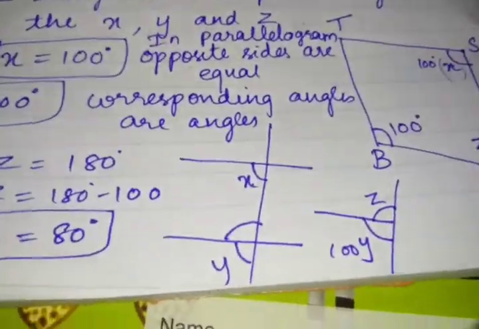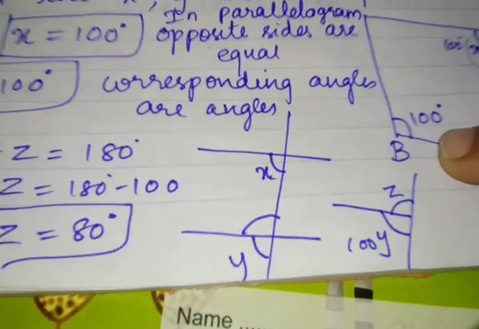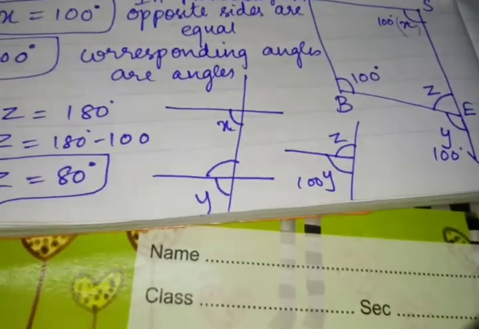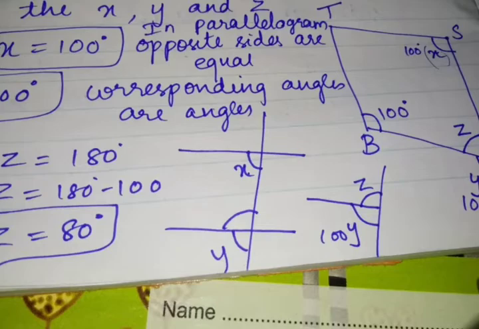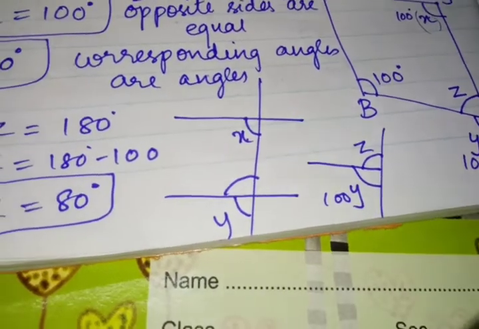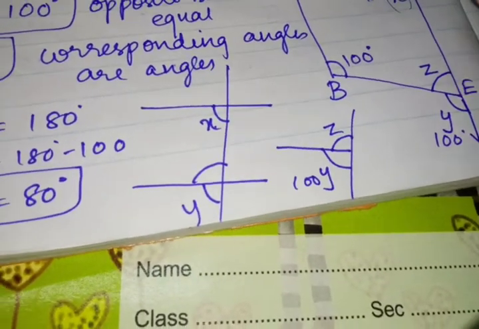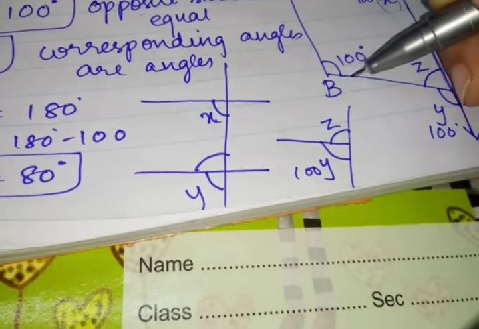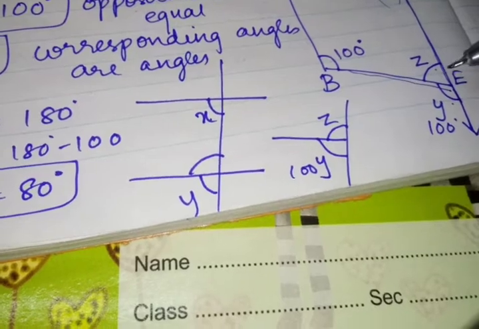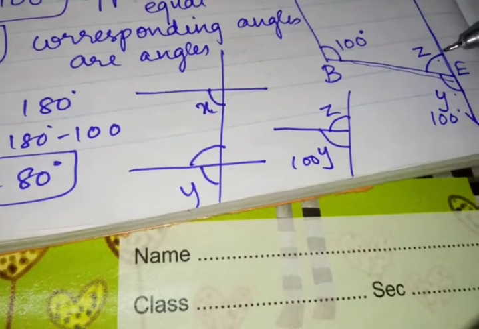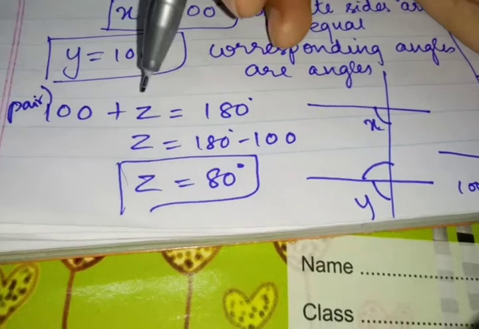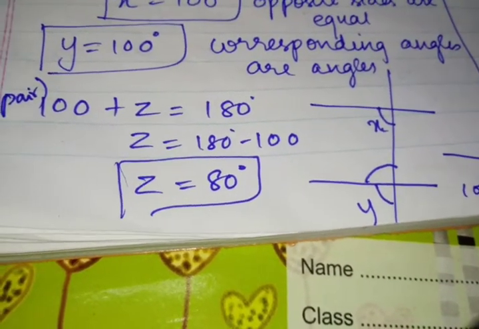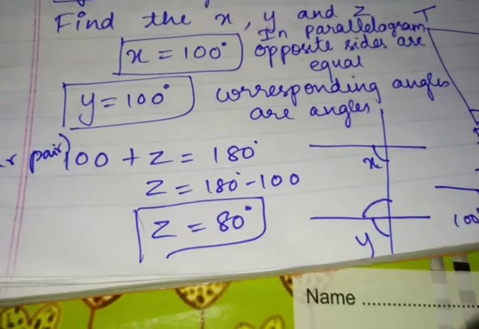Okay, listen children. X and 100 are opposite angles, which are equal. So I found the value of x. By using this x, I am finding y because corresponding angles are equal. Then by using this y, I am finding z because this y and z are linear pair because this is one straight line and one arm. So y and z are in linear pair. So y plus z is equal to 180. That's why 100 plus z is equal to 180. z is equal to 180 minus 100 is equal to 80 degrees. So we found the value of x, y, z.